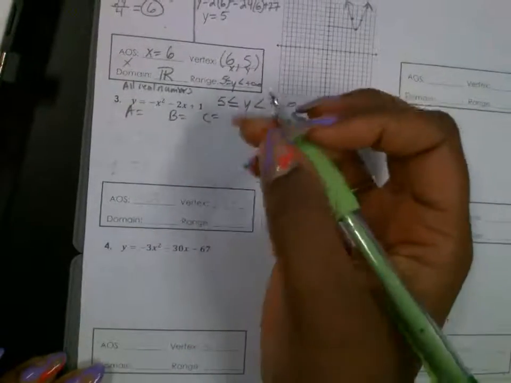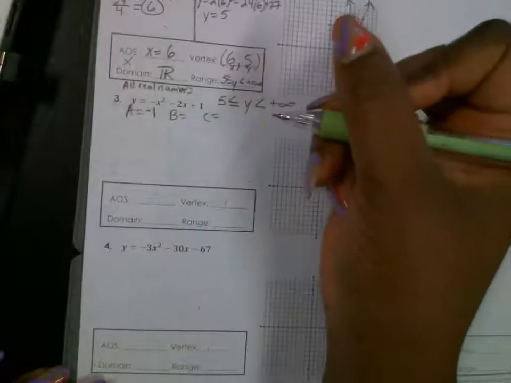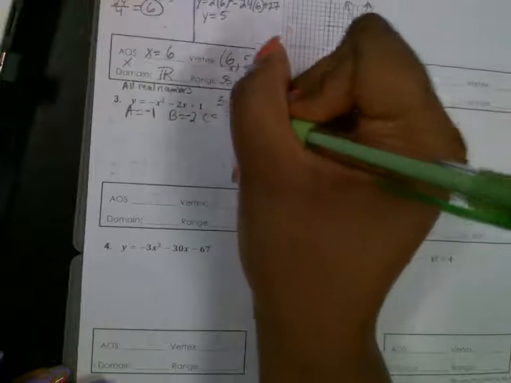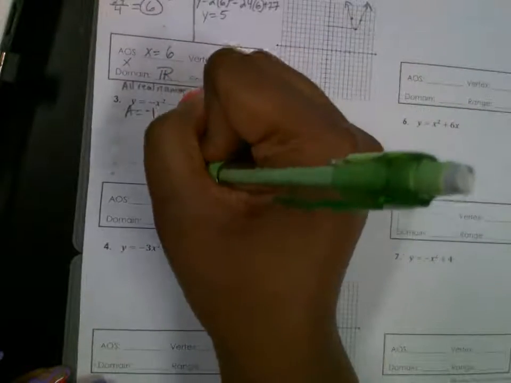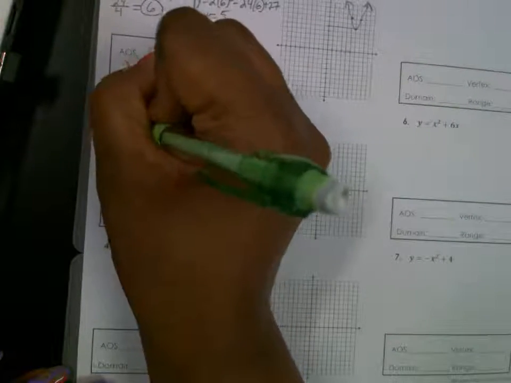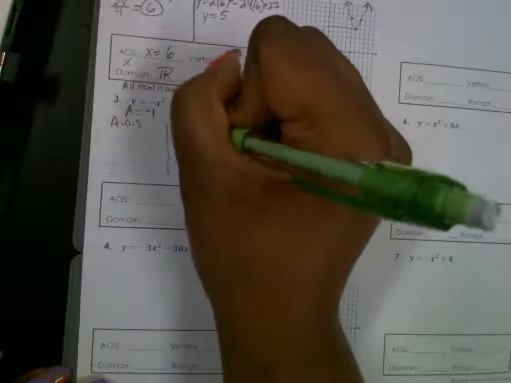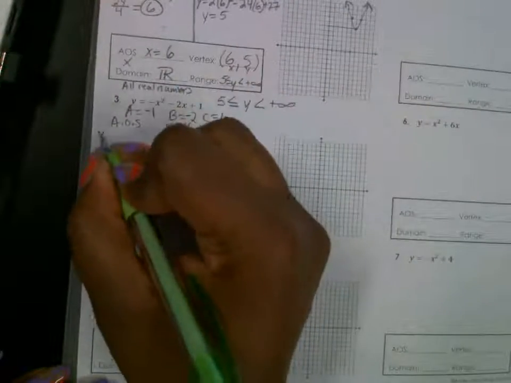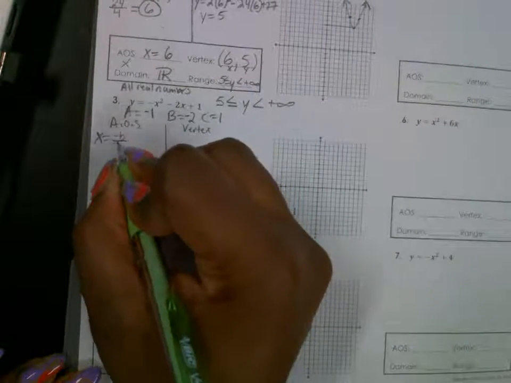All right. Our A, what's our A in this problem? It's -1. What's our B in this problem? -2. And what's our C? 1. So now we're going to find our AOS, our axis of symmetry, and we're going to find our vertex on this side, okay? So the formula for axis of symmetry is what? -b divided by 2a. Good job.